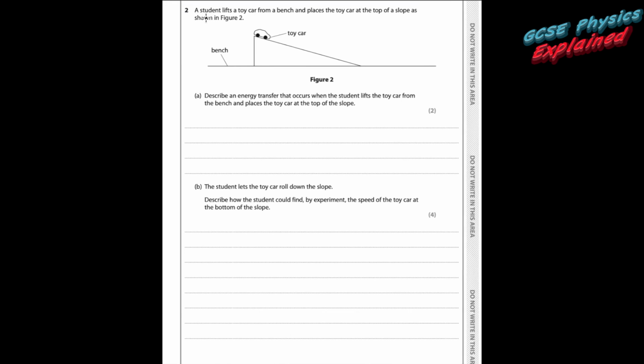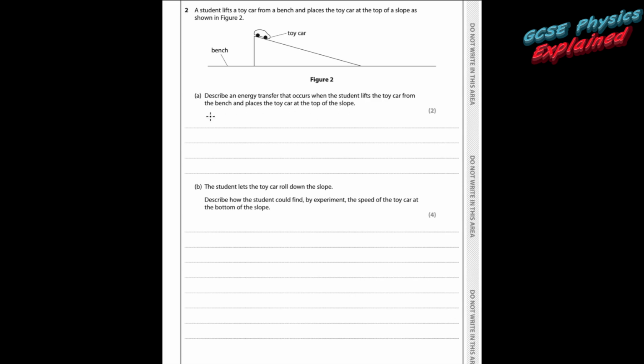Question 2. A student lifts a toy car from a bench and places the toy car at the top of a slope as shown in figure 2. Part A. Describe an energy transfer that occurs when the student lifts the toy car from the bench and places the toy car at the top of the slope.